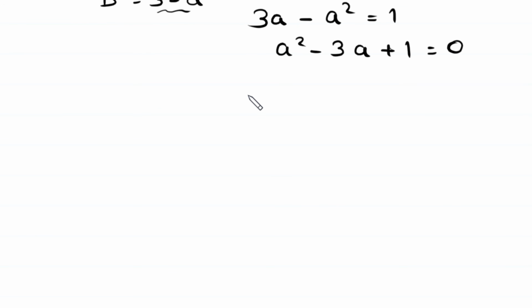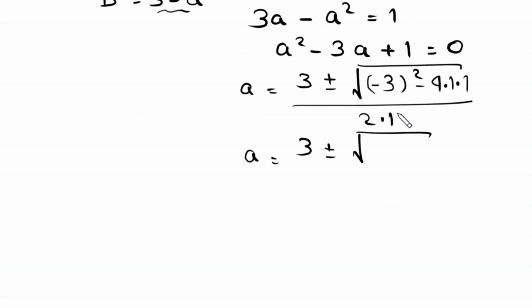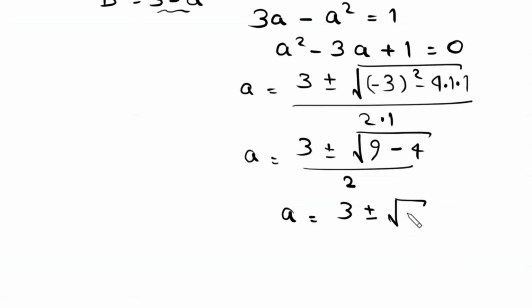By using the quadratic formula, a will be equal to positive 3 plus or minus root of negative 3 squared minus 4 times a, which is 1, times c, which is 1, divided by 2 times a, which is 1. This becomes a equals 3 plus or minus root of 3 squared, which is 9, and negative 4 times 1 is negative 4, divided by 2 times 1, which is 2. So a will be equal to 3 plus or minus root of 9 minus 4, which is 5, divided by 2.